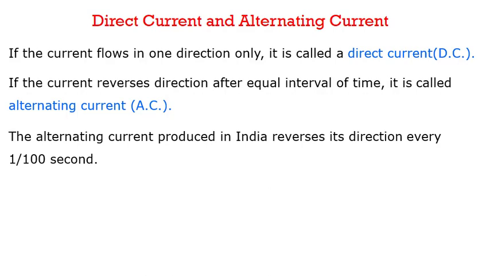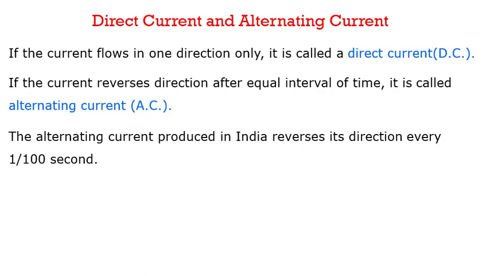So for the time being, you just understand that there are two different types of current. One is direct current, in which current flows in one direction only, and there is alternating current where the direction of flow of current reverses after equal interval of time. And in India we are using alternating current whose frequency is 50 Hertz, that is after 1 upon 100 second it is changing its direction.